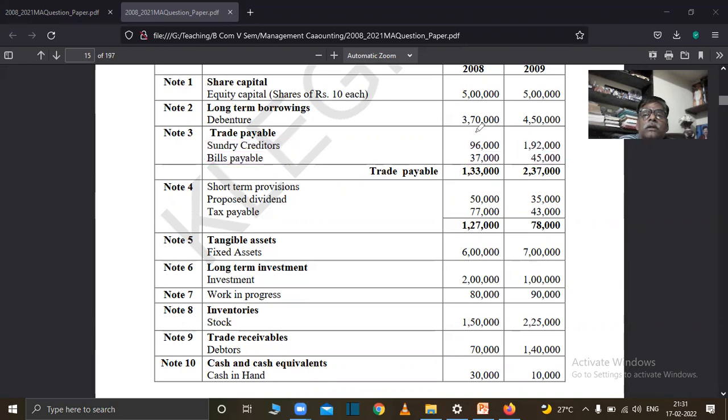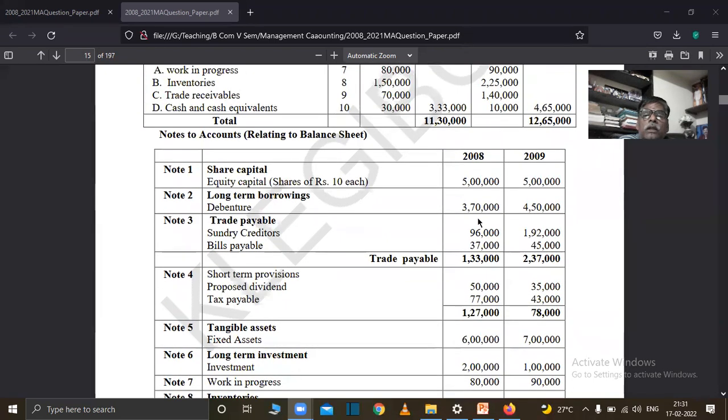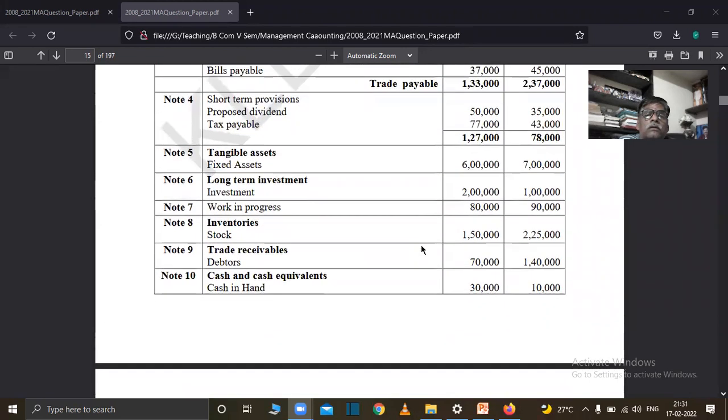Wait, I will see whether it is correct. You have to see the year column. 2008, 2009, no doubt. Trade payables. And thereafter, you see the short-term provision. In the short-term provision, first is proposed dividend 50,000, 35,000.